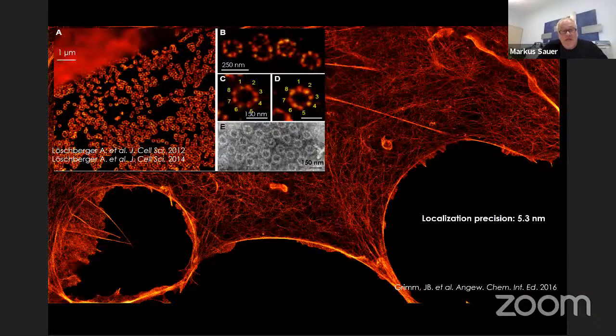So this then enables people to use either immunolabeling or toxins like phalloidin to label cellular structures and achieve localization precisions of 5 to 6 nanometers and produce these nice images with resolutions of 20, 30 nanometers. As shown here, for example, for the nuclear pore complex, the first paper showing that was published in 2012 by us in the Journal of Cell Science, followed by many other groups that use the nuclear pore complex as a reference structure to demonstrate resolution.